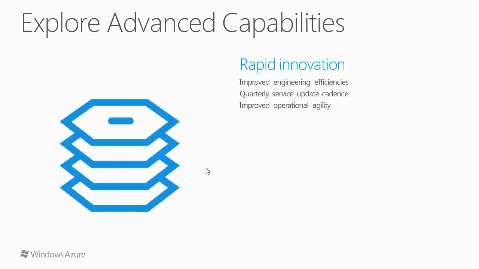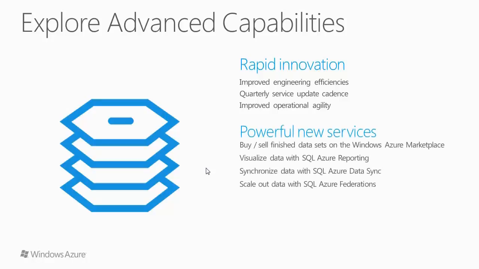SQL Azure is continually expanding. Features and enhancements are continually being added. Quarterly service updates are always added. Versus on-premise SQL Server, where you see a release every 18 to 36 months. Microsoft is very serious about SQL Azure, so it's improved engineering efficiencies. Much more frequent updates, almost quarterly updates. This is really to push and get the functionality and services that you need out to you as quickly as possible.